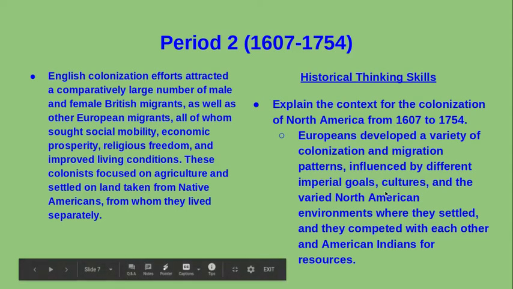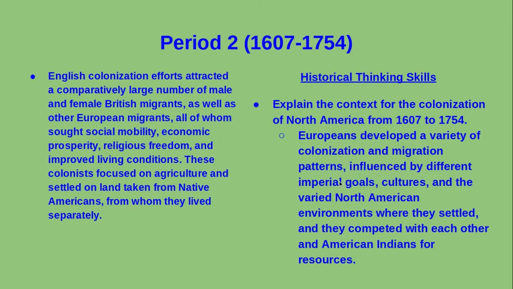Well, in period 2, if we're talking about immigration, we see that Europeans developed a variety of colonization and migration patterns. In other words, the Europeans settle in different places for different reasons. They have different goals. They create different cultures. The idea of colonial North America is kind of a false statement. It's very diverse based upon what European nation does it. Wherever they go, they compete with each other and they compete with Native Americans for resources.